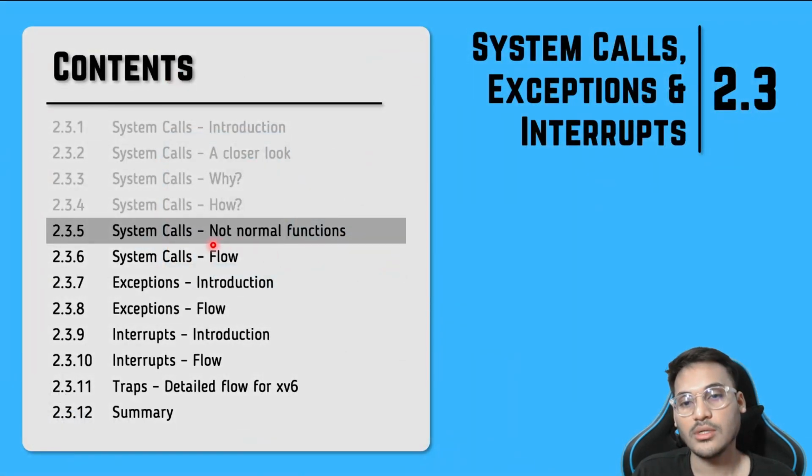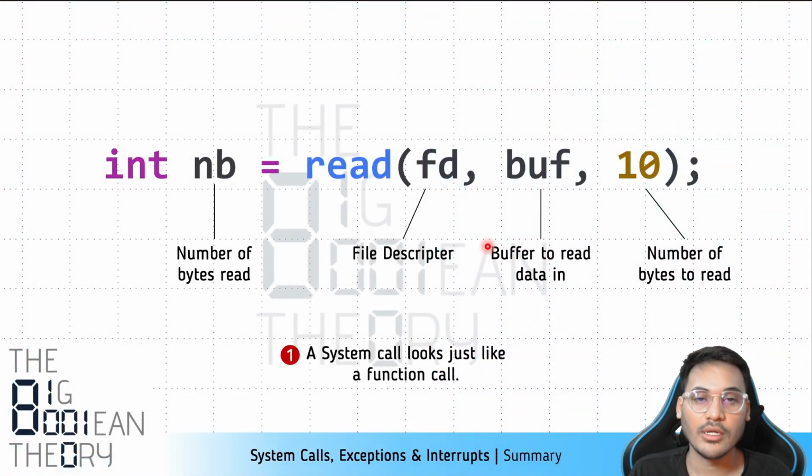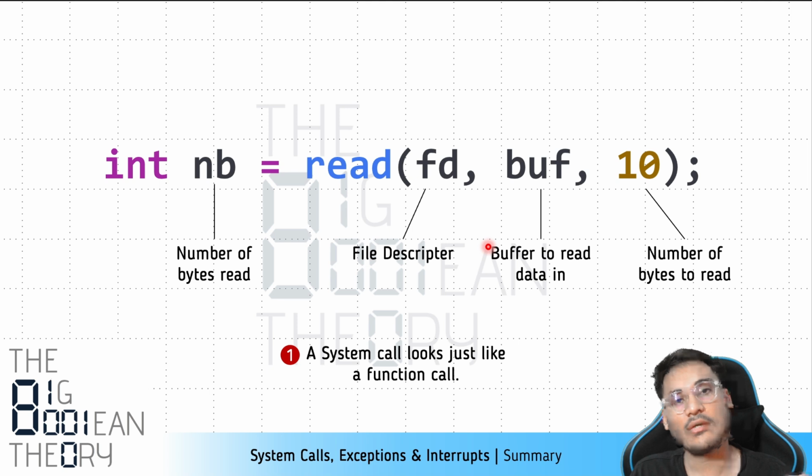So this was about how the system call mechanism is implemented. Then we talked about why system calls are not normal functions, although they look very similar to a function call. We took the example of the read system call. Take any system call for that matter. You cannot distinguish by just looking at it whether it is a normal function call or not, because they look just like normal function calls. But the point is, why are they not normal functions?